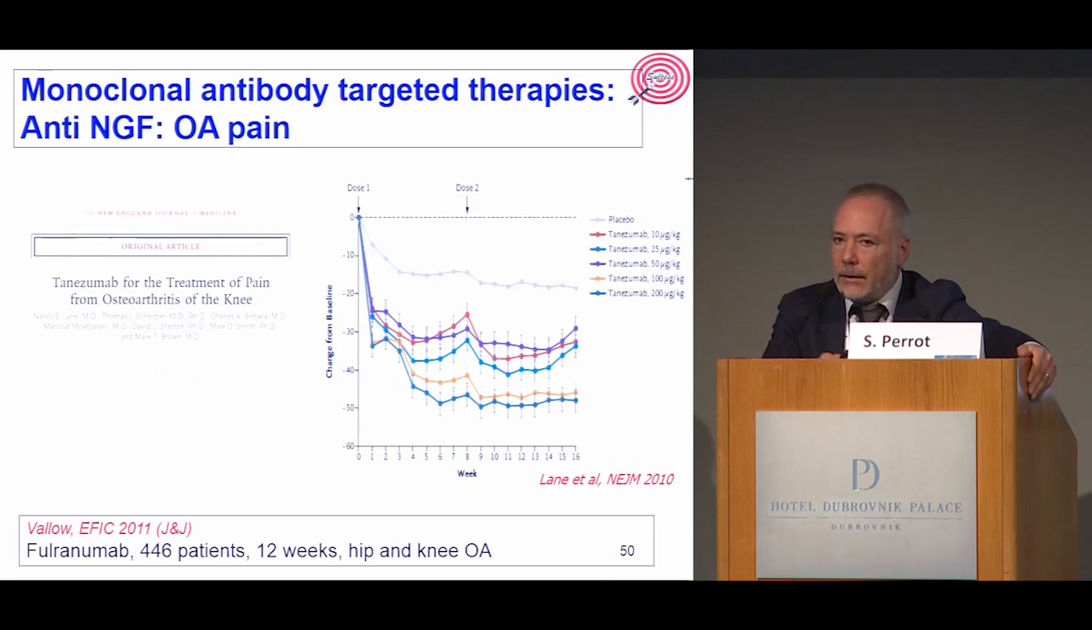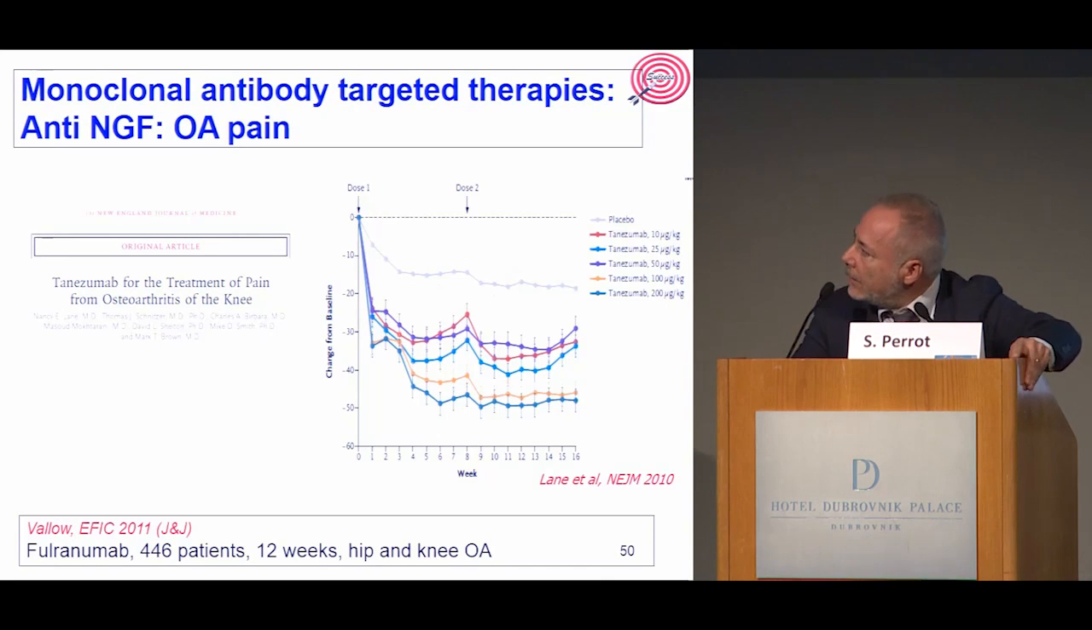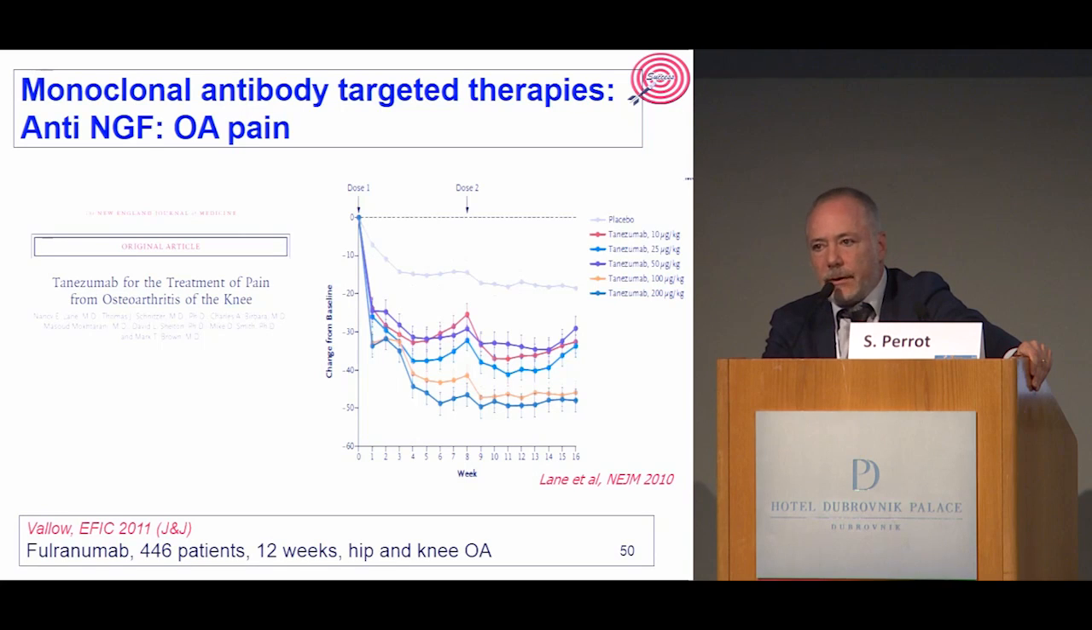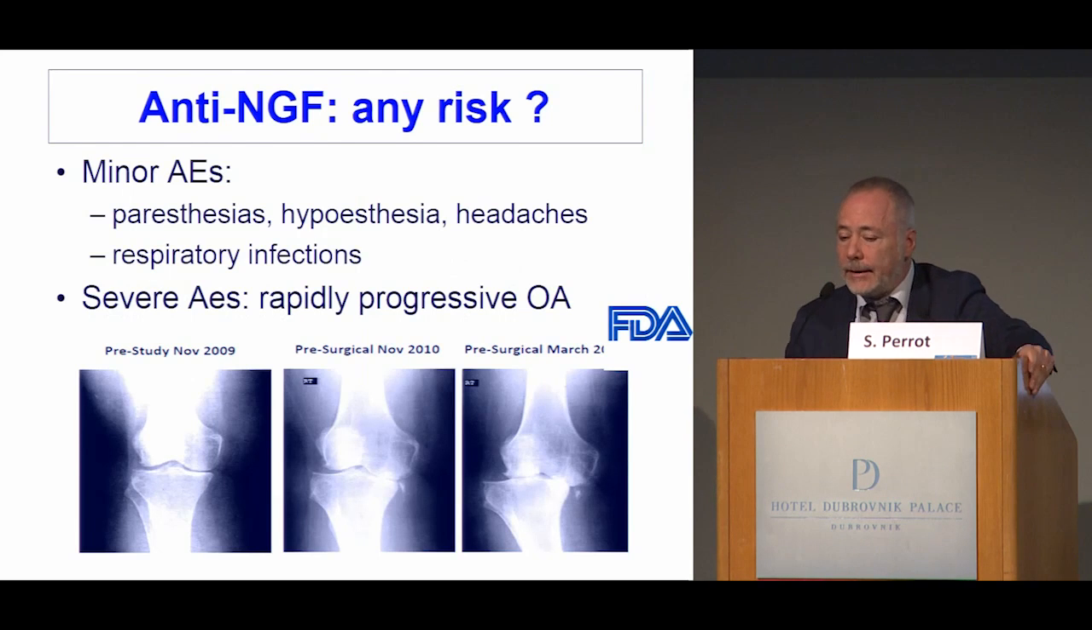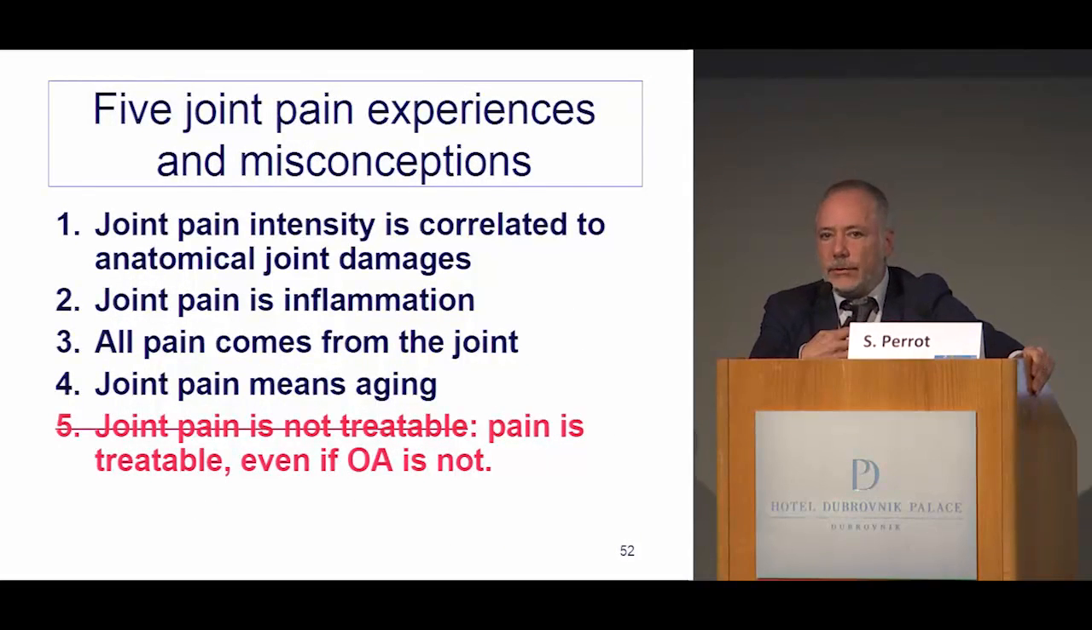This is perhaps the future for many of our patients, the anti-NGF treatment, with efficacy that has never been observed as high before, but the story is not so good. There are also some side effects like rapid progressive osteoarthritis, mainly in patients in combination with NSAIDs. And finally, we should say to our patients that pain is treatable, even if for the moment osteoarthritis is not, and that the future is also good if you look at all the treatments that may come.